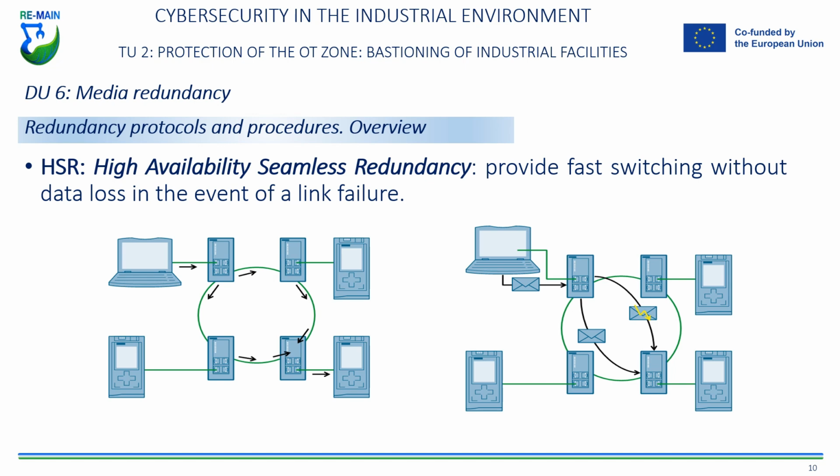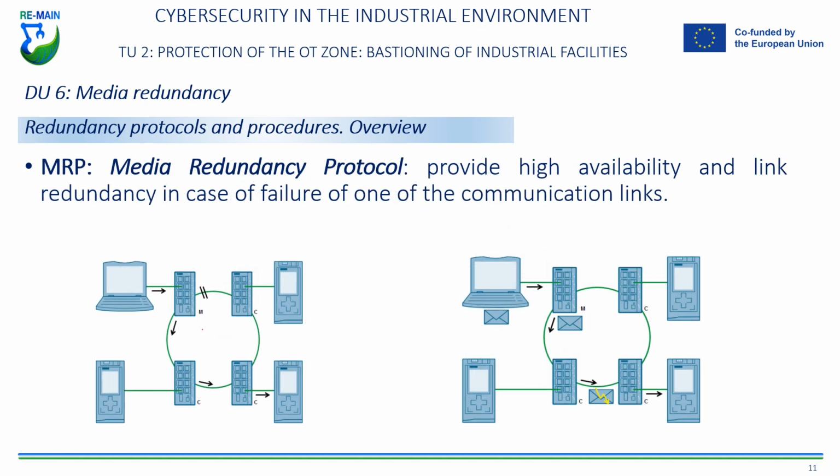HSR is a ring protocol used to provide fast, lossless data switching in the event of a link failure. HSR is a Layer 2 protocol that uses two independent rings to transmit data in both directions.